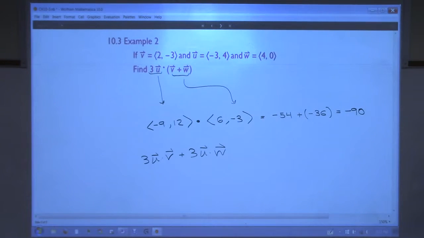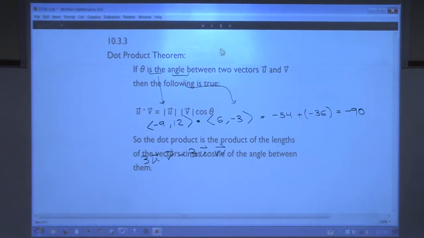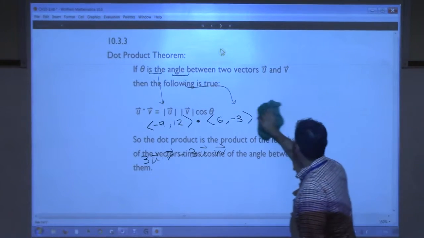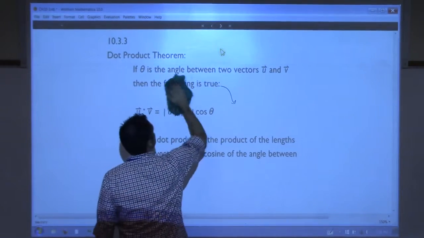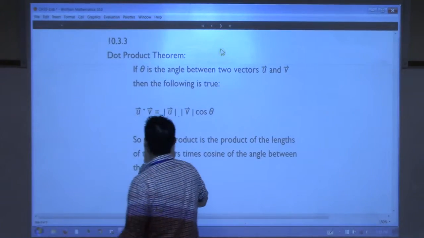All right, we still want to know what this dot product means. So we have this extremely important theorem. It's called the dot product theorem.